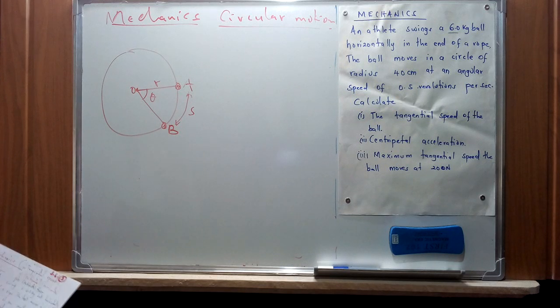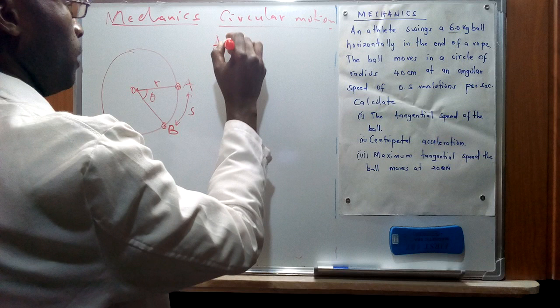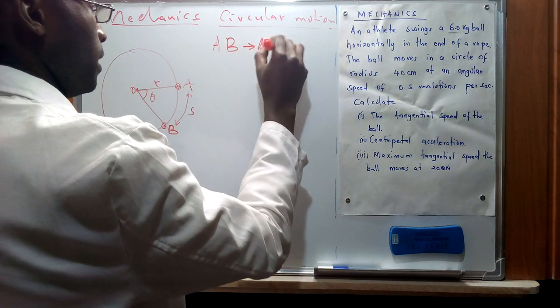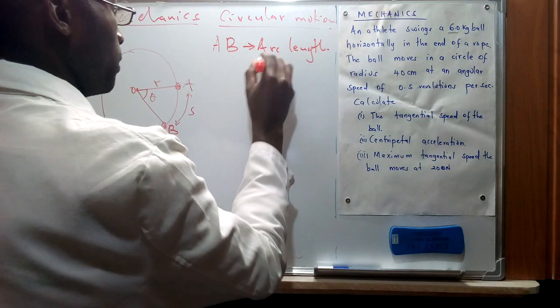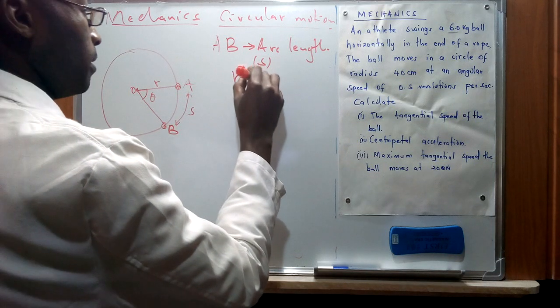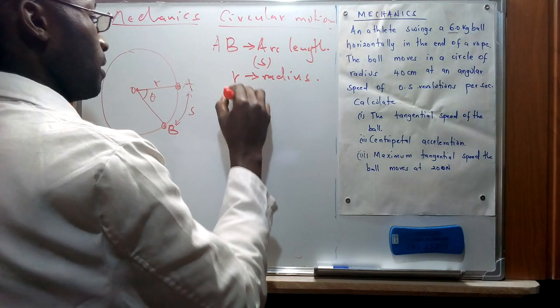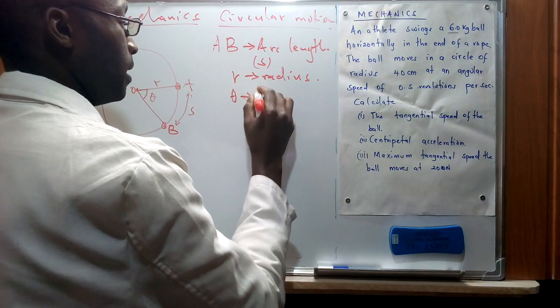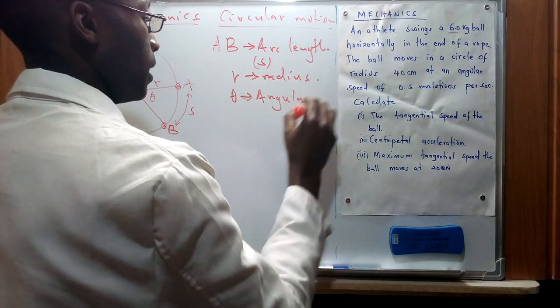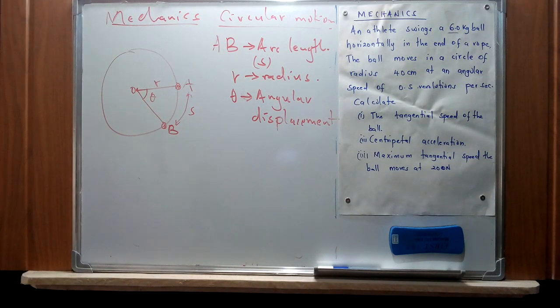So as I've said, this one demonstrates the motion of an object in a circular motion. And then we said that the distance between A and B, or the length AB, this one is the arc length, that of course has been denoted by the letter S. And then R represents the radius of that particular circular path. And then theta, this one implies the angular displacement of that object. And then O refers to the center.